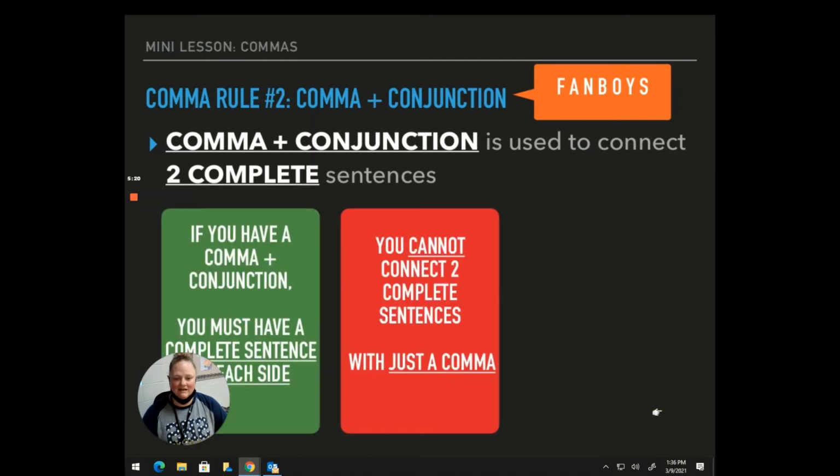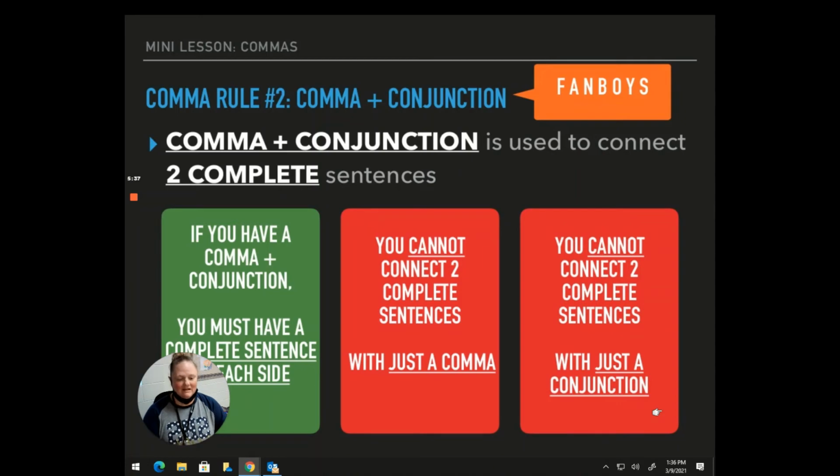You cannot connect 2 complete sentences with just the comma. That's called a comma splice. I promise you it will be on the ACT. The ACT will connect 2 complete sentences with nothing but a comma, and then they'll ask you to fix it. It is a comma splice. Add that conjunction to it. You cannot connect 2 complete sentences with just a conjunction. You have to have a comma and a conjunction.